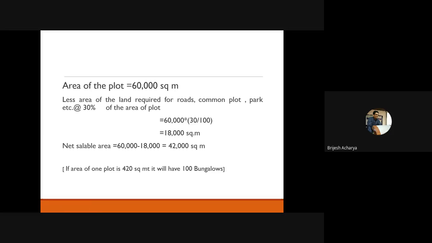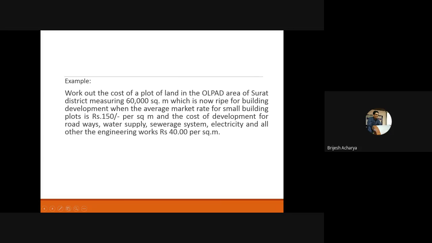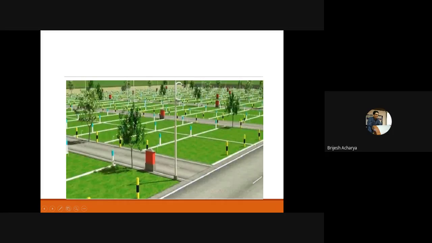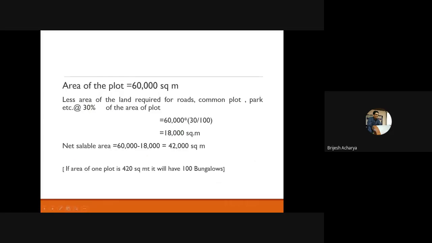Now to give you an idea what exactly 42,000 square meters means: if the area of one plot is considered 420 square meters, which is quite a big plot suitable for a bungalow, then in this much area approximately 100 bungalows can be planted. This is just an illustration of what 42,000 square meters means and how many bungalows can be planted. These are the sites for this type of plot, having 100 plots. Smaller plots would give even more, but one 420 square meter plot is approximately the area for 100 plots.